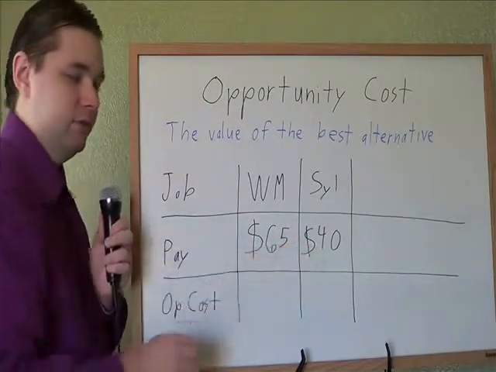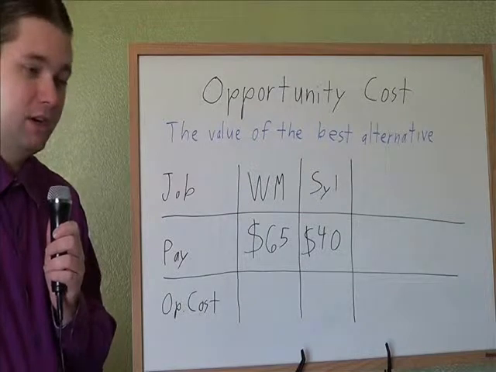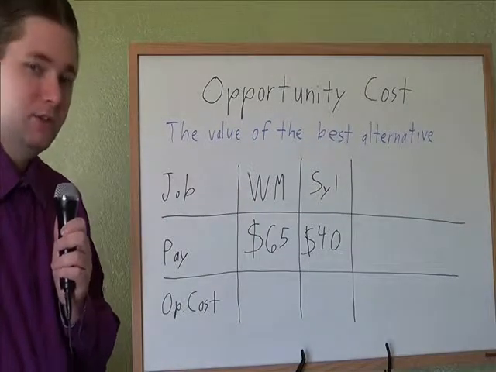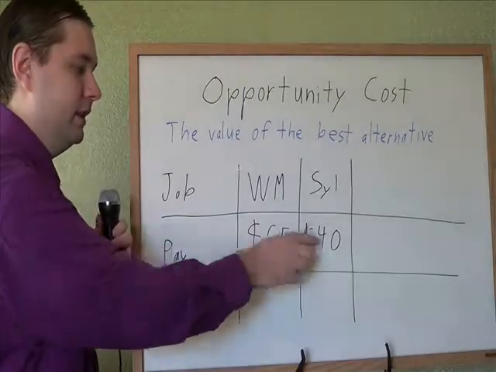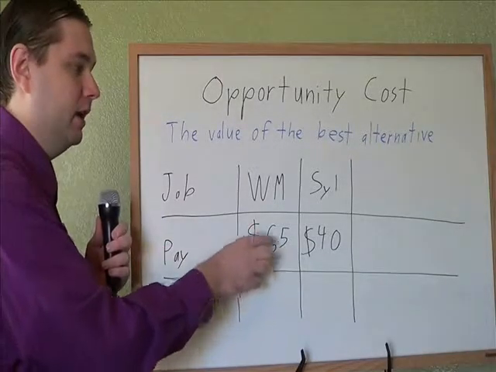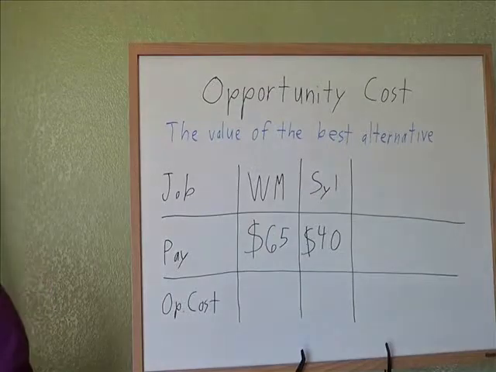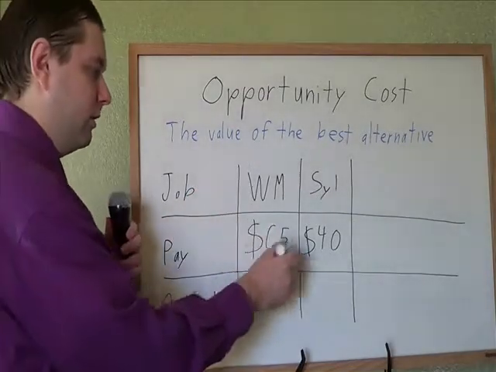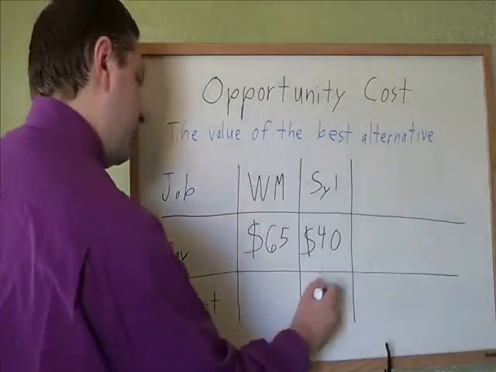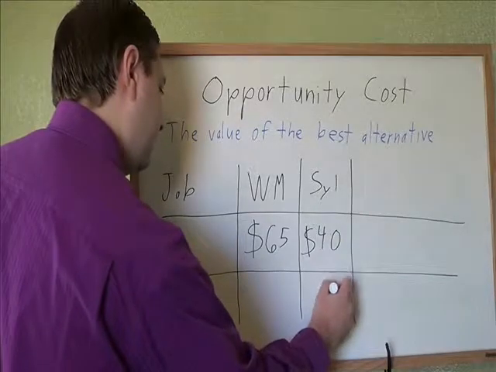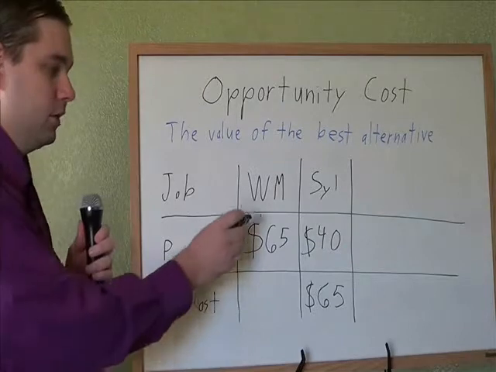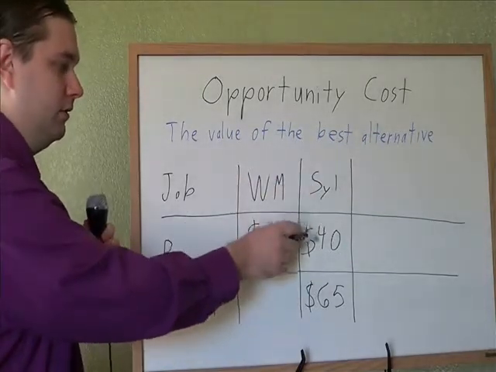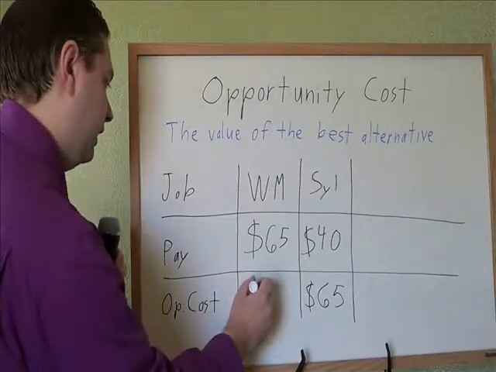Well, on the one hand, I get $40 a day, which back when I was fresh out of college, sounded like a lot of money to me. So I would have done that. But to get that $40 a day, I had to give up that $65 a day. When I go and work at Sylvan, I've got to give up working at Walmart, and I'm not able to get that $65 a day. On the other hand, if I work at Walmart, I'm not able to go work at Sylvan, and I can't make that $40 a day.